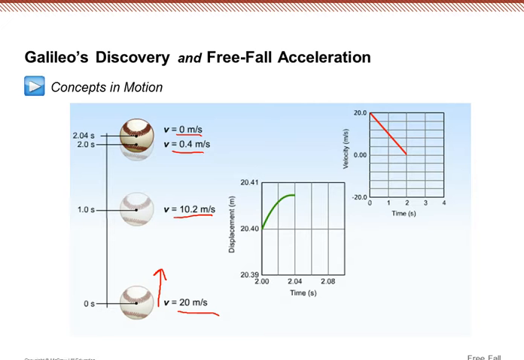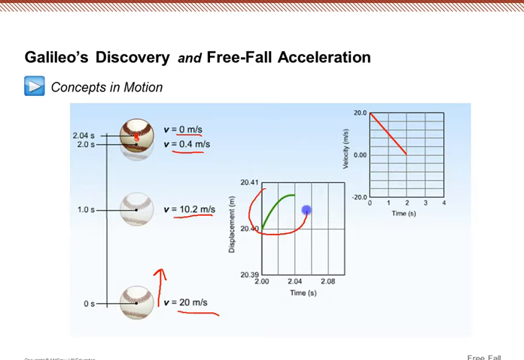And so we observe that the displacement gets bigger and bigger and bigger until it reaches this maximum point here. And then at that maximum point, it will start to fall down and the displacement will decrease because it's coming back to where it was launched. And this is happening because it is undergoing acceleration. We can see that from the displacement versus time graph.